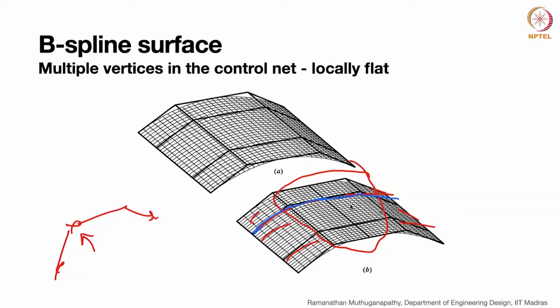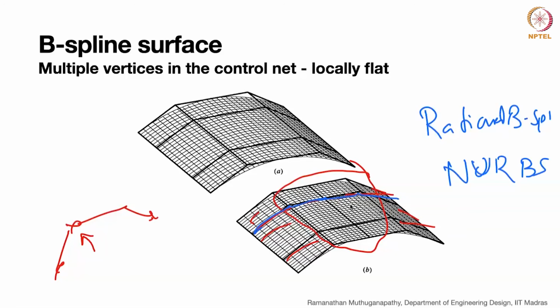So the same mathematics holds good, the same conceptual understanding holds good. In a similar way, you remember we saw rational B-spline, and we have rational B-spline surfaces. Then we saw NURBS, non-uniform rational B-spline. We saw that in the case of a curve, and it is extended to surfaces also. So we have rational B-spline surfaces and non-uniform rational B-spline surfaces. Whatever combination you do, you still have those kinds of surfaces.